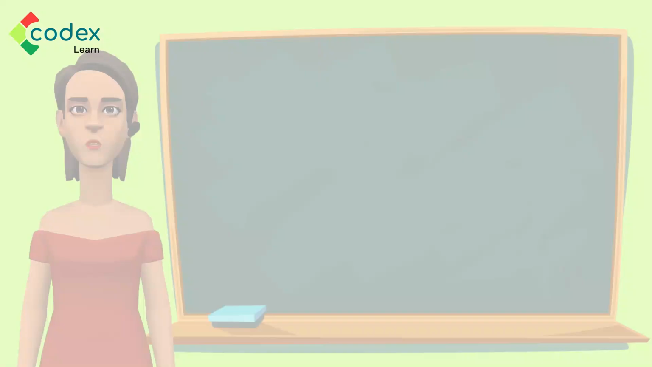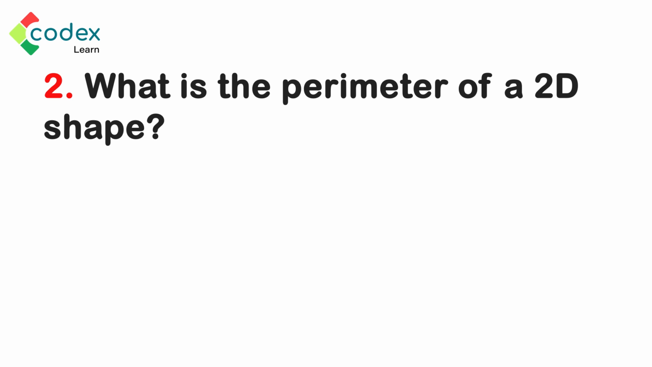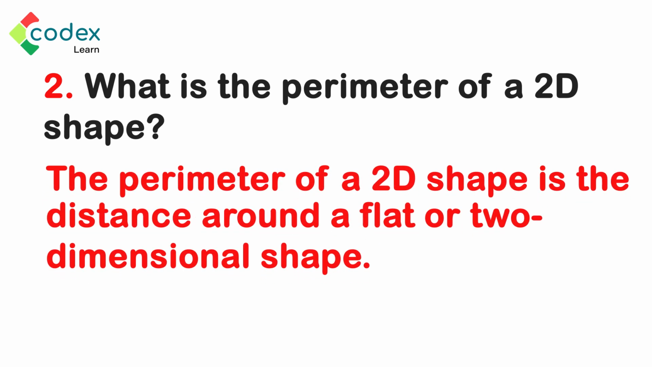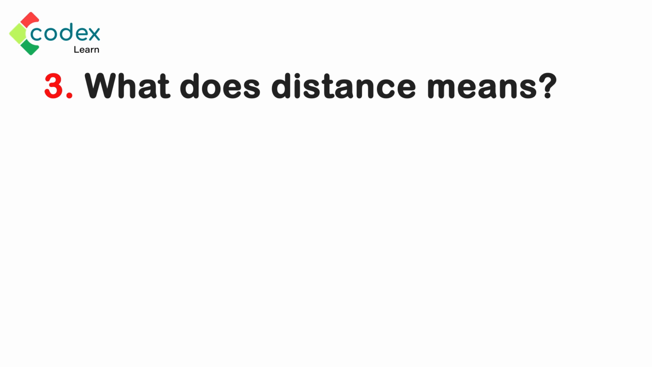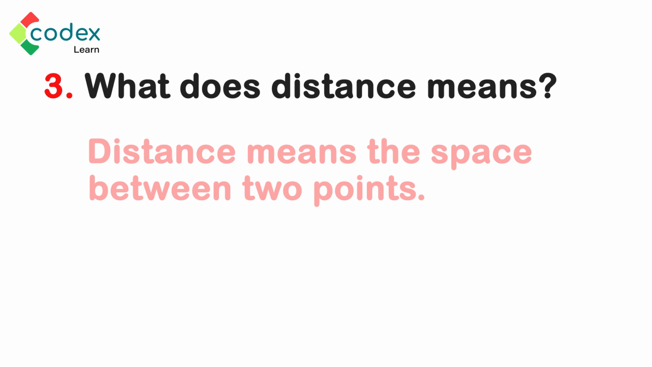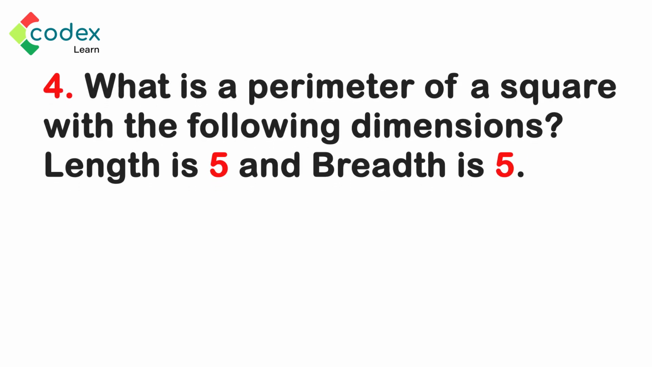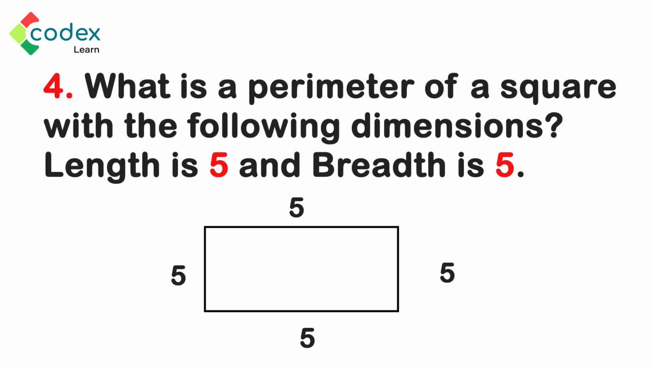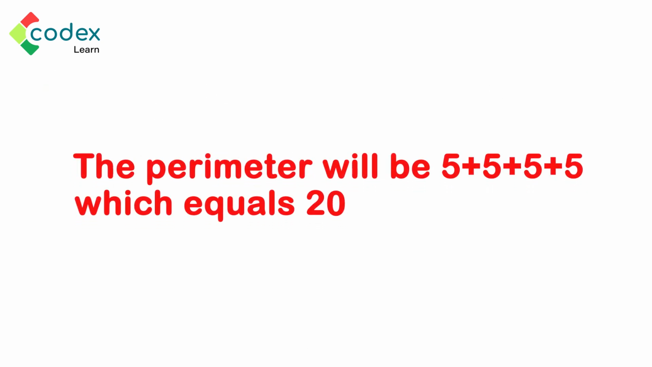2. What is the perimeter of a 2D shape? That's excellent. The perimeter of a 2D shape is the distance around the flat or two-dimensional shape. 3. What does distance mean? You're absolutely correct. Distance means the space between 2 points. 4. What is the perimeter of a square with the following dimensions? Length is 5 and breadth is 5. That's correct. The perimeter will be 5 plus 5 plus 5 plus 5, which equals 20.